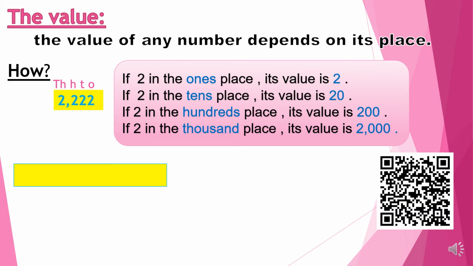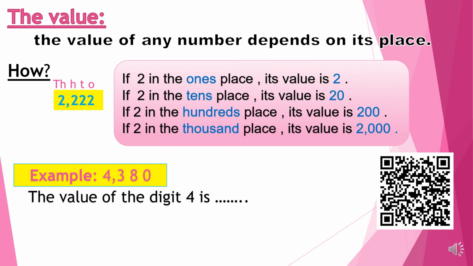So to know the value of any digit, I must put the place first. If it's in ones, I will put the number as it is without any zeros, so 2 will be 2. If it's in tens place, I will put 1 zero, so 2 will be 20. If it's in hundreds, I will put 2 zeros, so its value will be 200. If the 2 is in thousand place, I will put 3 zeros, so it will be 2000.